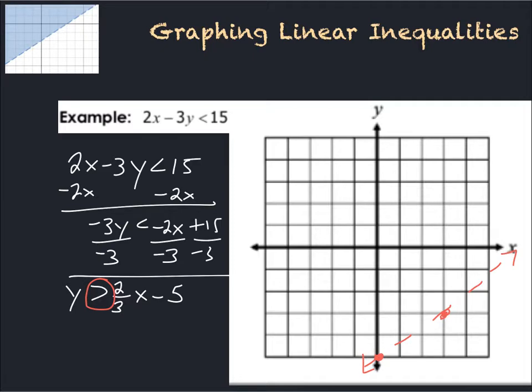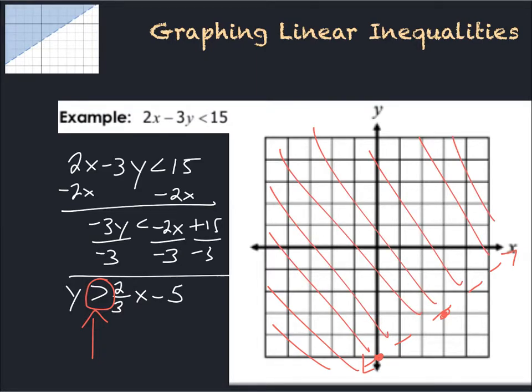Now this is a greater than symbol, so we would shade above the line, and that means anything that's above this line could be a solution. So this green ordered pair right here, would this be a solution to this inequality? No, it is not in the shaded region, therefore it is not a solution.